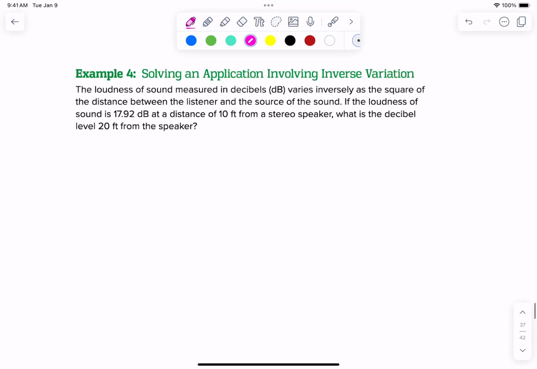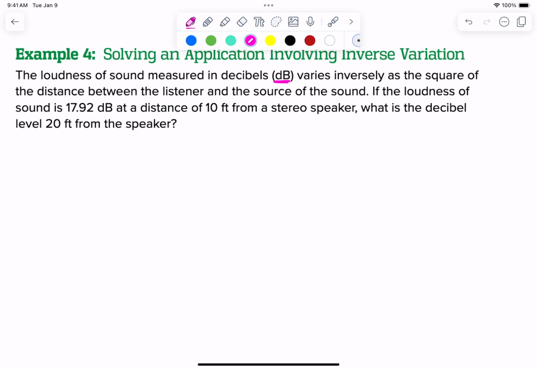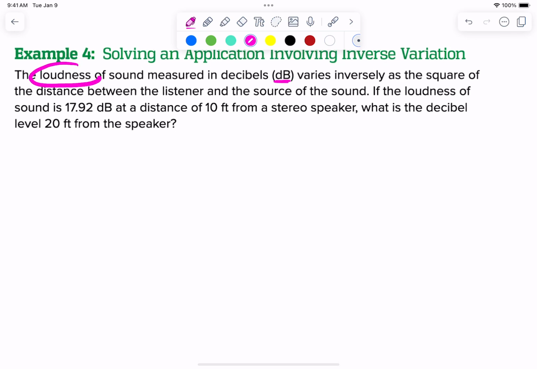Example 4 on the back side. The loudness of sound, measured in decibels, which is lowercase d, capital B. What shall we use to represent loudness? L, capital L, varies inversely as the square of the distance between the listener and the source of the sound. D squared on the bottom. Is that my equation? K on the top.